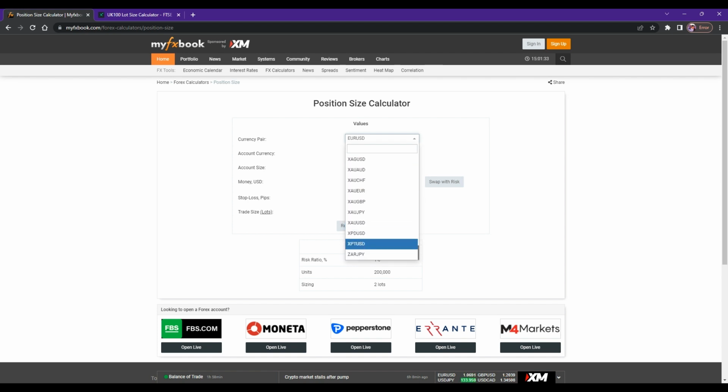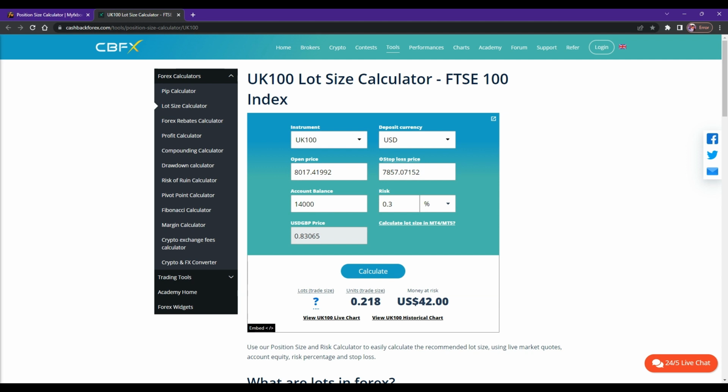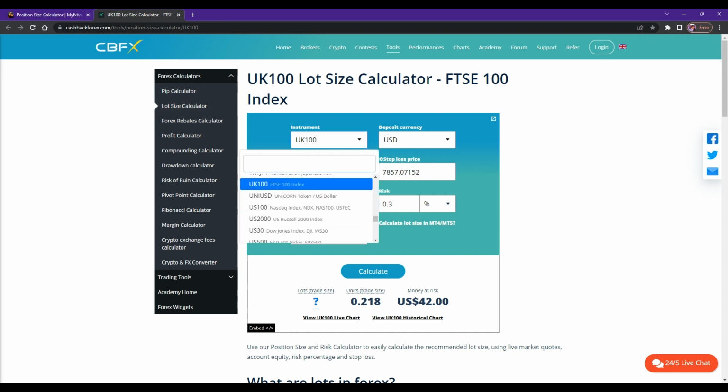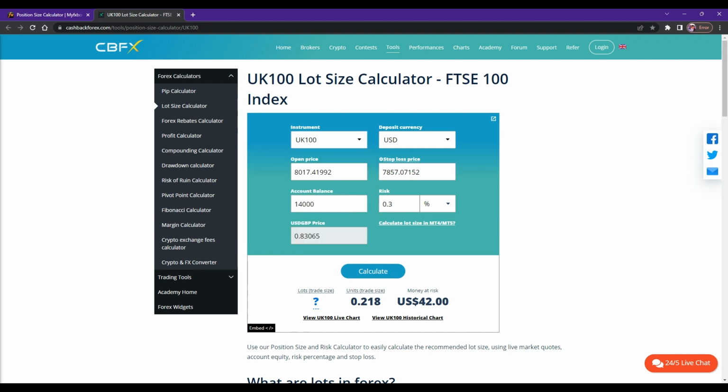This covers all your generic Forex pairs and your commodities. However, it doesn't cover indices. If you wanted to trade indices, you would then have to move over to cashbackforex.com. At the top you have Tools, and a bunch of different calculators, including the Forex calculator. But this one has the calculator for your indices and a few other instruments as well. So it's actually pretty good to use. There are a few cryptos in there as well. I personally use both Myfxbook and Cashback Forex, and it works the same way.